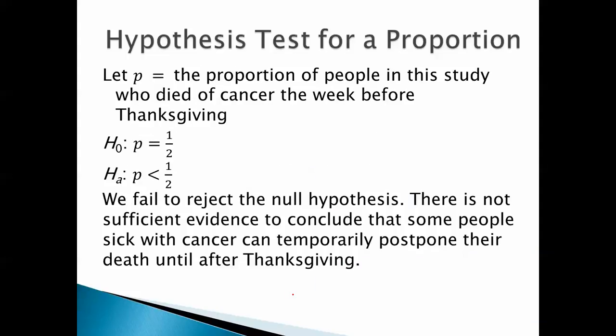P is the proportion of people in the study who died of cancer the week before Thanksgiving. There are our null and alternative hypotheses. We fail to reject the null hypothesis. There is not sufficient evidence to conclude that some people sick with cancer can temporarily postpone their death until after Thanksgiving.